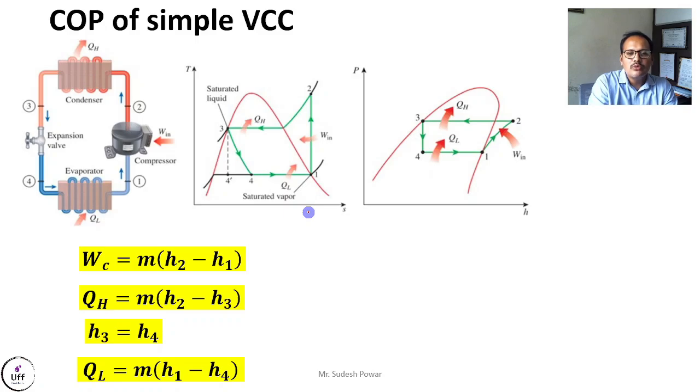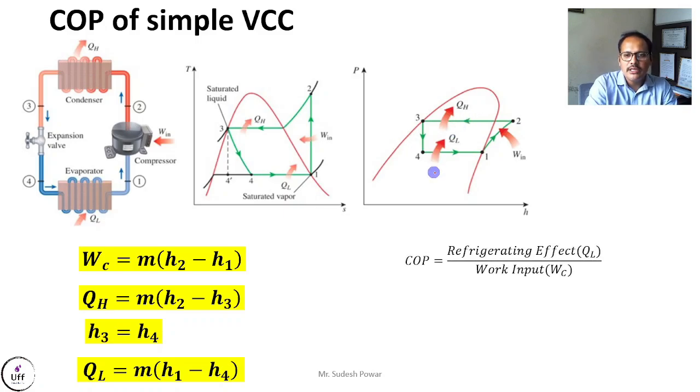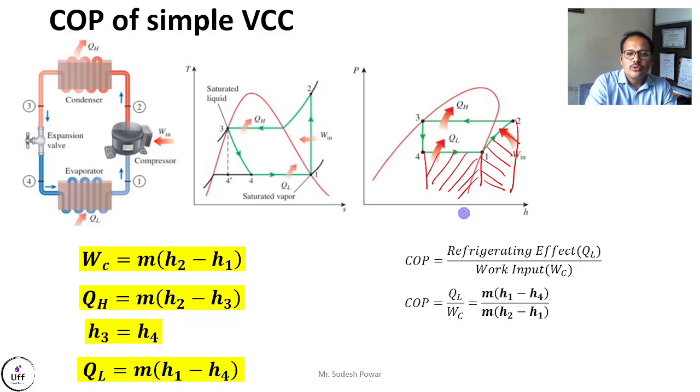Then we are interested to find out the COP. So COP is nothing but refrigerating effect, that means how much heat is absorbed in the evaporator, divided by work input. So how much work is given to the compressor. So the ratio of these two is nothing but COP of this refrigeration system. So I'm putting the values. So COP is equal to QL divided by WC.